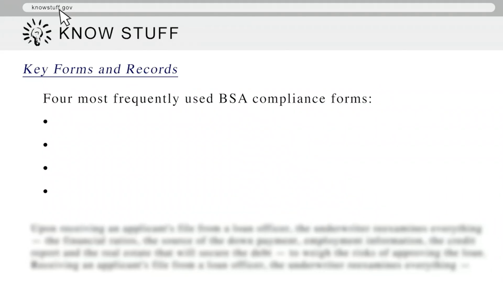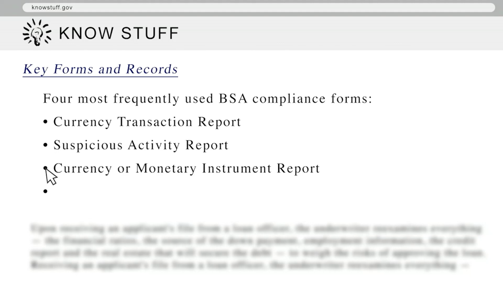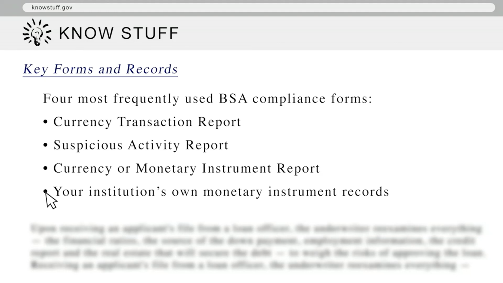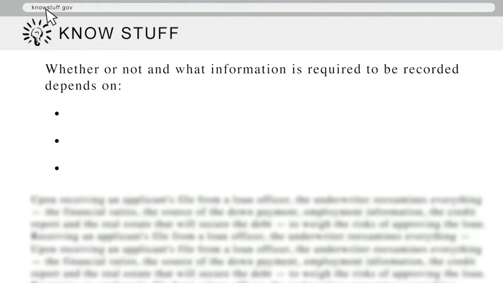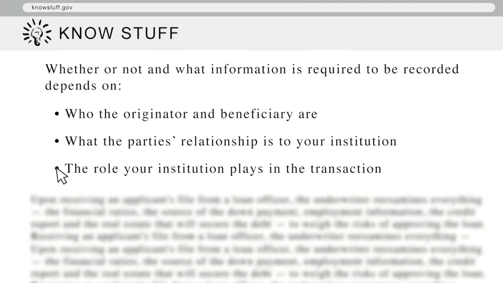Key forms and records. The 4 most frequently used forms you must use to comply with the BSA are the Currency Transaction Report, Suspicious Activity Report, Currency or Monetary Instrument Report, and the monetary instrument records used by your institution. Some funds transfers are exempt from reporting requirements. Whether or not and what information is required to be recorded depends on who the originator and beneficiary are, what their relationship is to your institution, and the role it plays in the transaction.